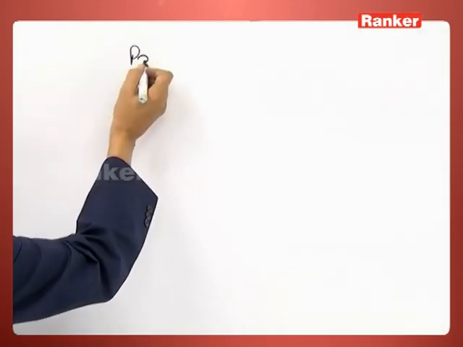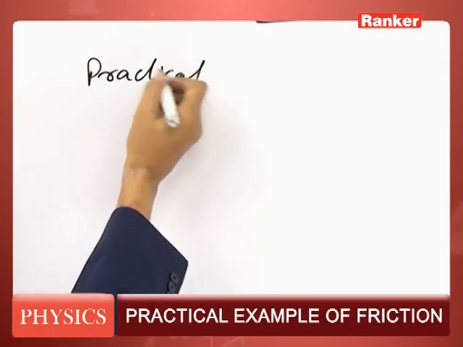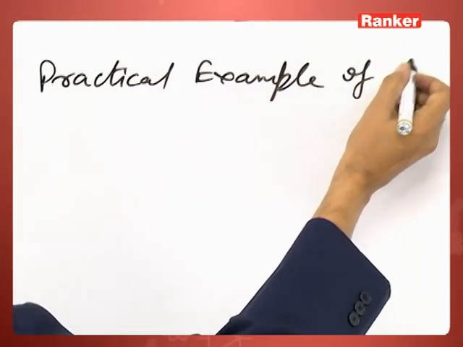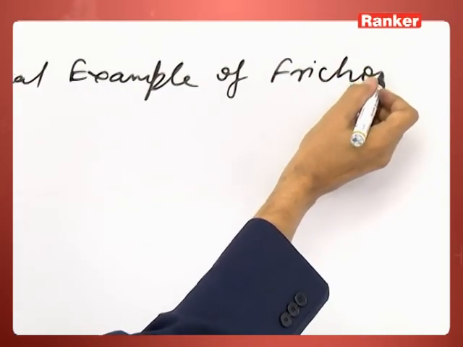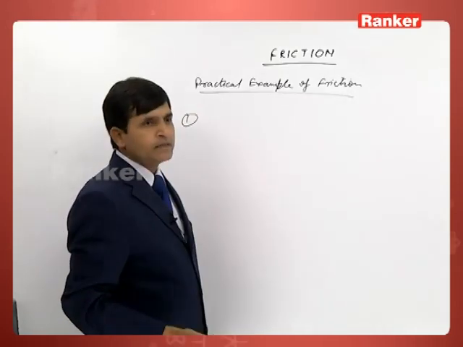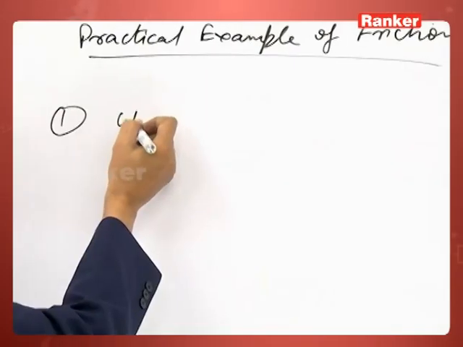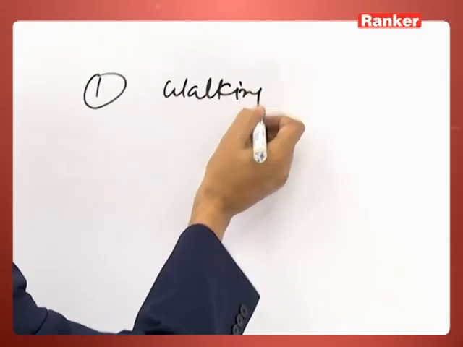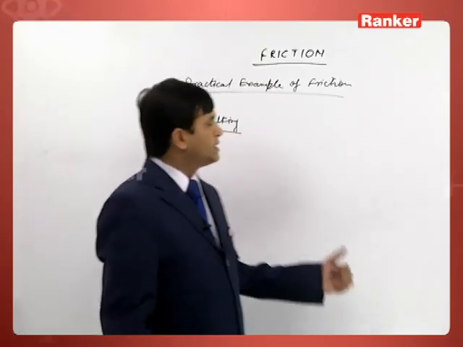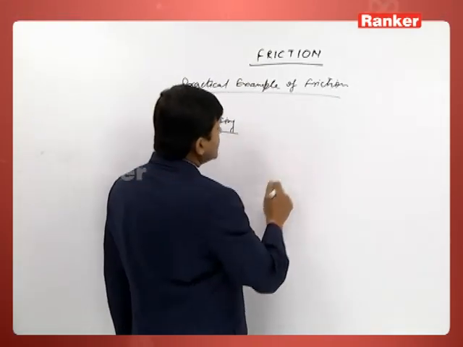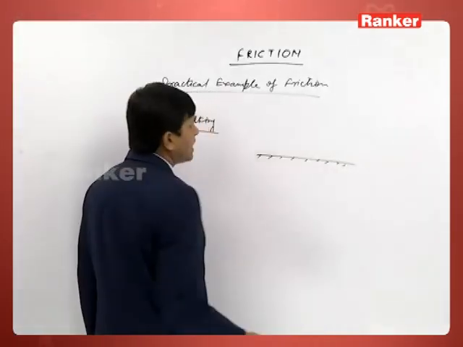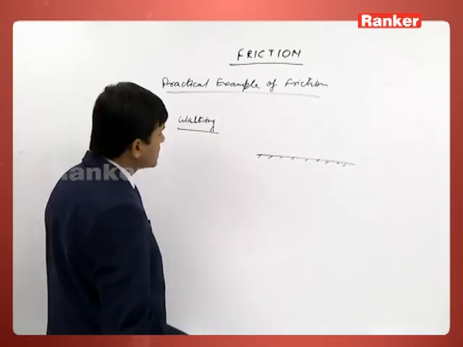Now see some practical examples of friction. One of the very interesting examples is walking. Walking is possible only because of friction. Let this be your ground, and see how walking occurs.